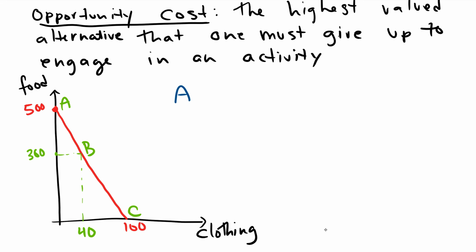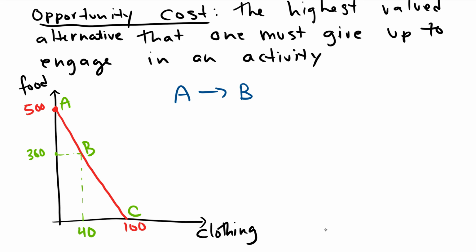So, for example, if I want to go from A to B, you want to go from all food, no clothes, so you've got all the food in the world but you're naked, and you want to have some clothes, so we're going to go to B. Well, then in that case, what are we going to have to give up? Well, the answer is obviously we're going to give up food, but opportunity cost is really how much are we going to give up? Okay, so we can divide our thing into two parts.